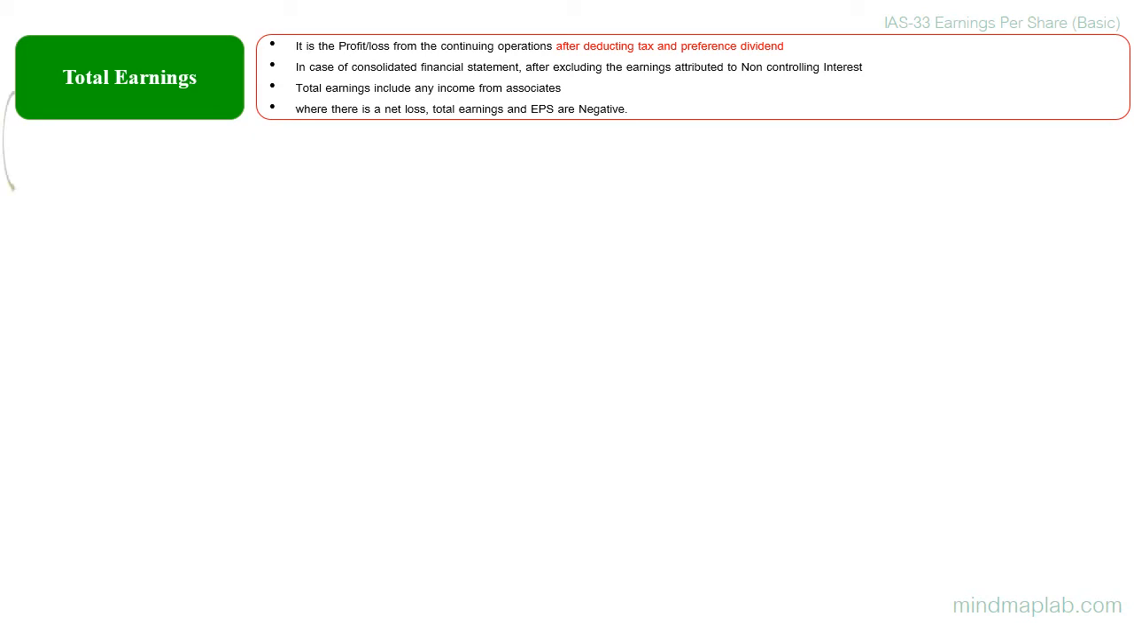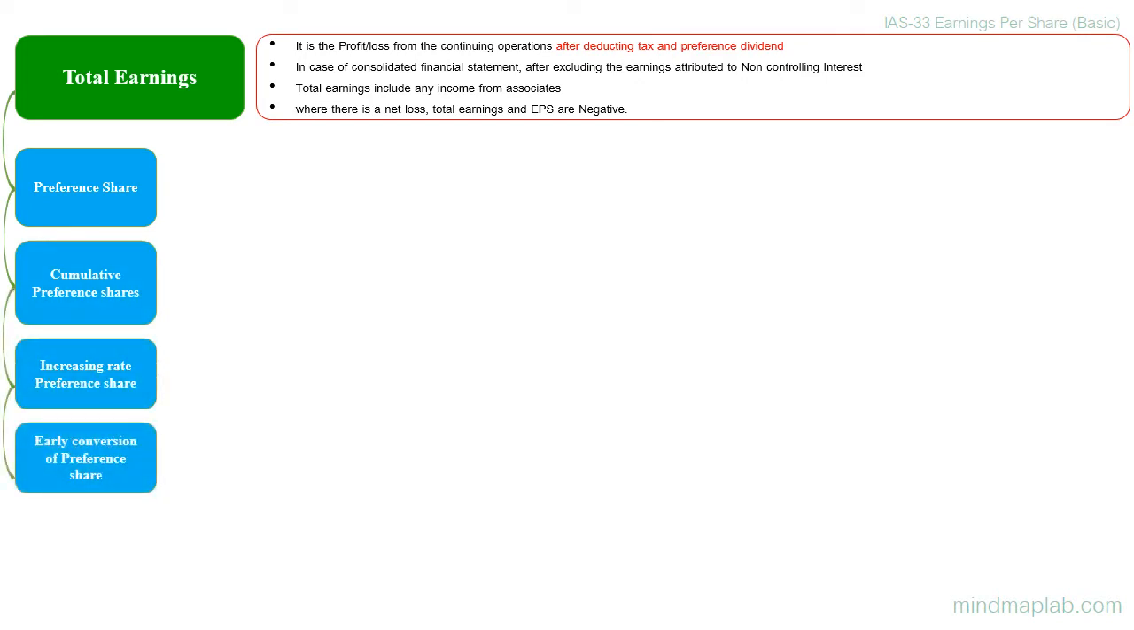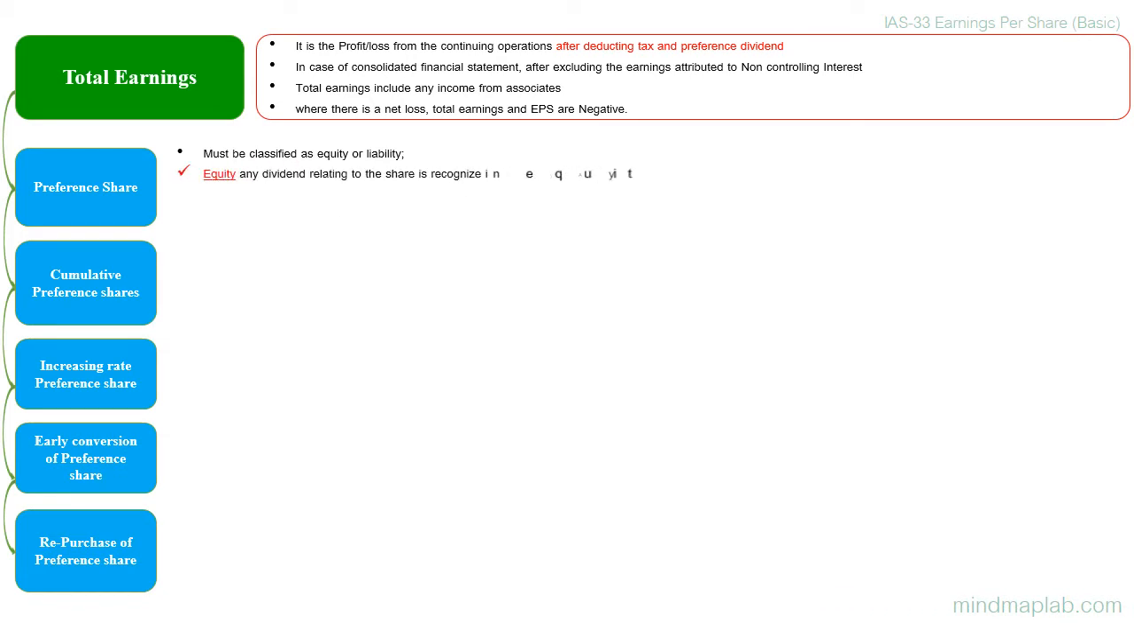Total earnings must be adjusted for preference shares: cumulative preference shares, increasing rate preference shares, early conversion of preference shares, and repurchase of preference shares. Preference shares must be classified as equity or liability. If treated as equity, any dividend relating to the share is recognized in equity. Any dividend must be deducted from profit or loss from continuing operations.